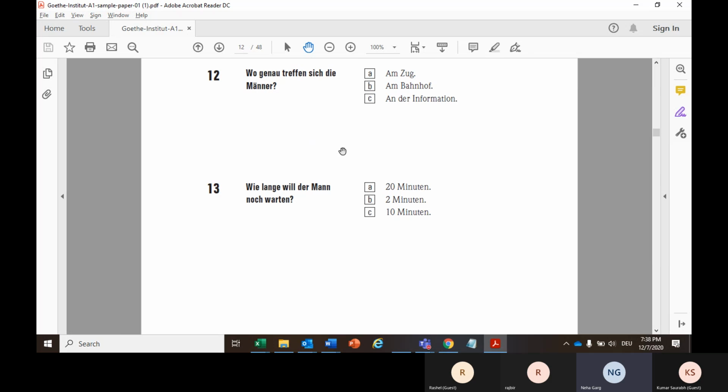Nummer 13. Mensch Jan, du Penner. Hier nochmal Boris. Ich bin jetzt am Bahnhof. Und du? Wo bist du denn? Ich warte schon über 20 Minuten auf dich. Also 10 Minuten Zeit hast du noch. Bis 2. Dann nehme ich ein Taxi.